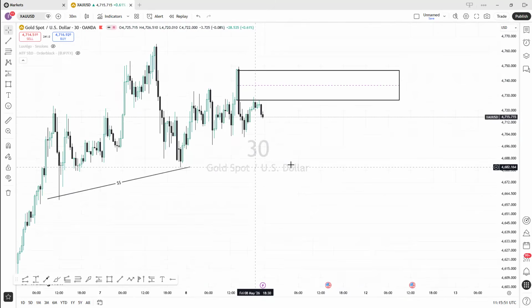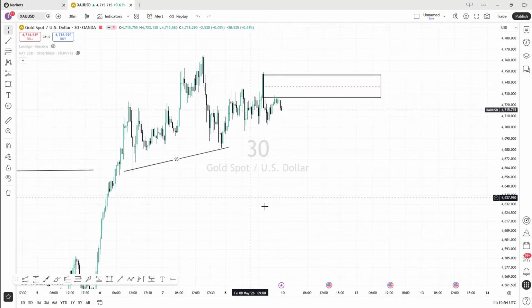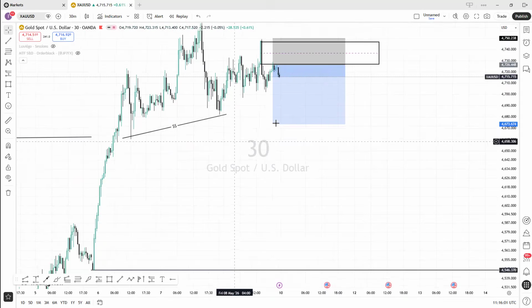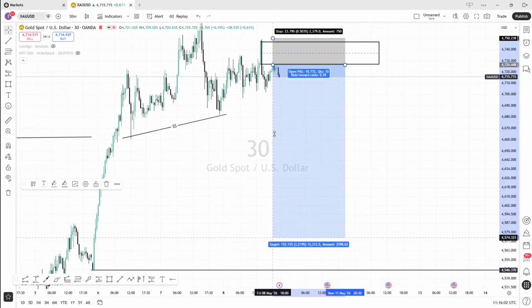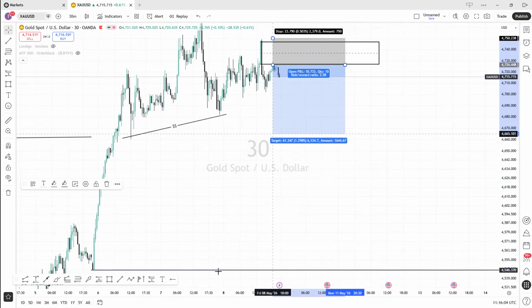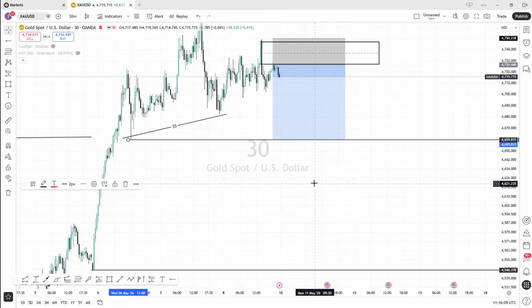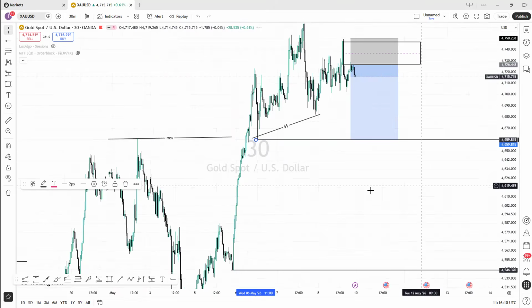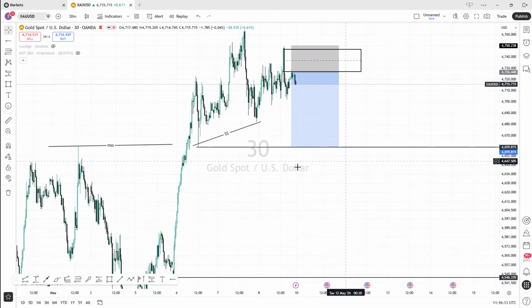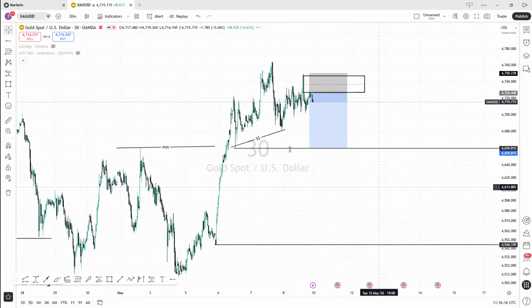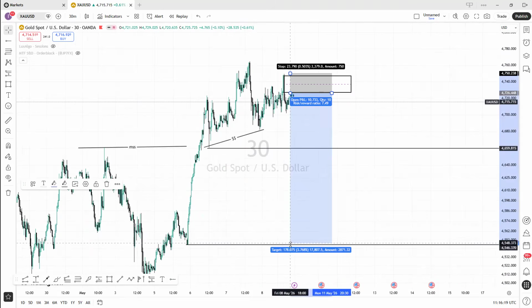So expecting Monday price will drop. The first target will be this liquidity, this level. Taking profit number one is 46.59. That will be TP1. And TP2 will be around this area.